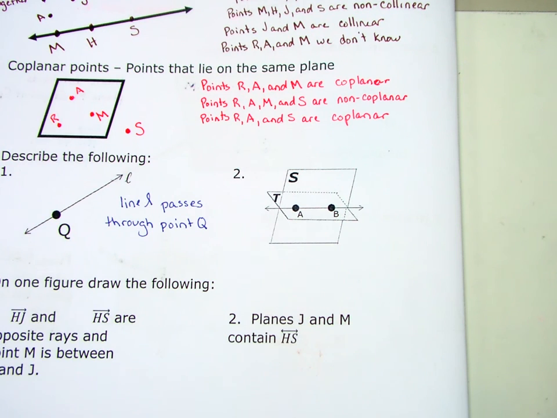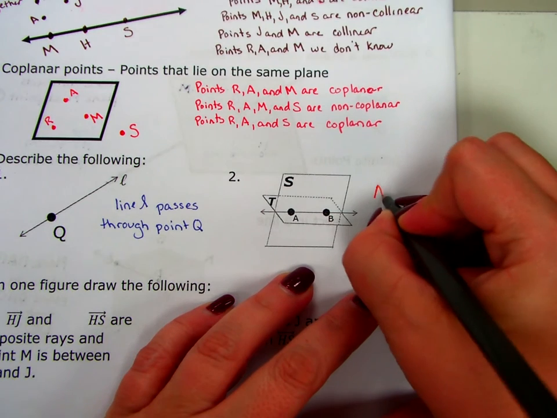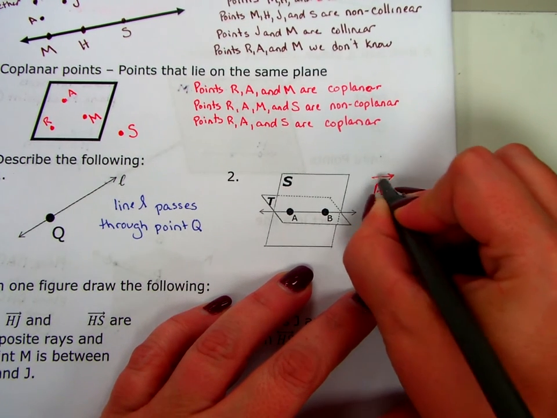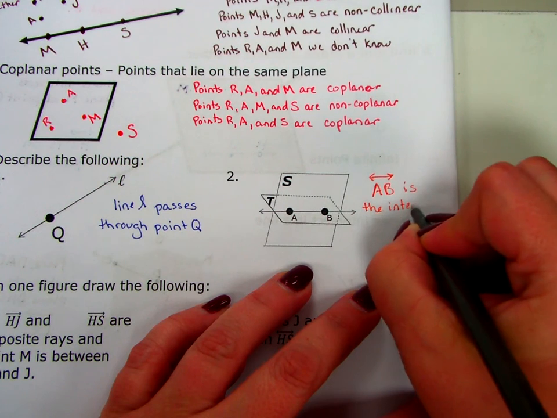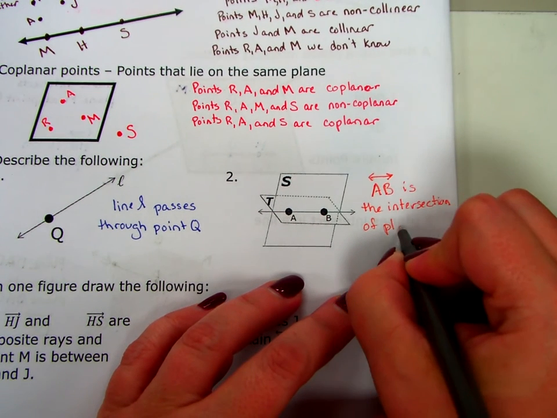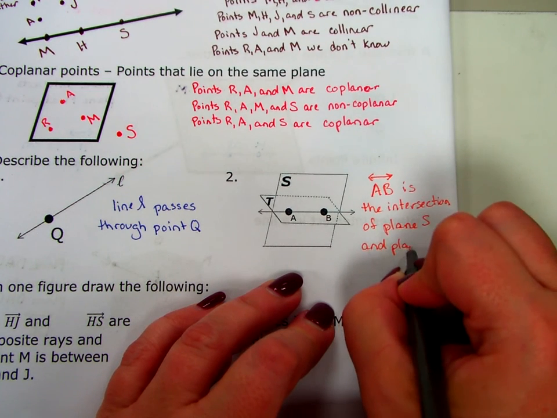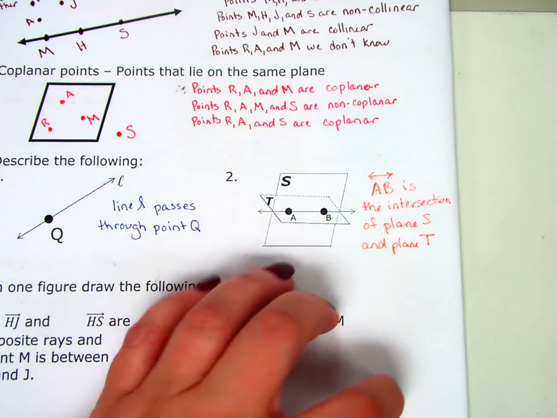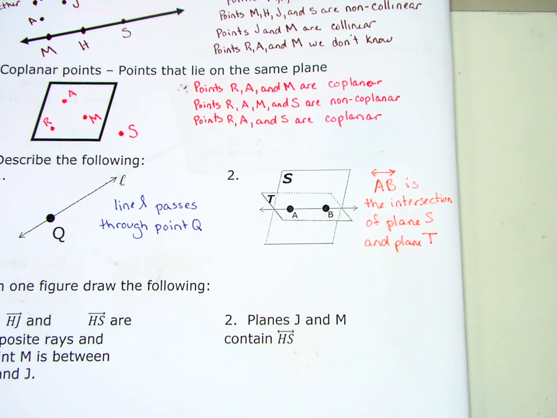Okay, so line AB is the intersection of, what do we call those? Planes S and T. So line AB, but I don't want to write out the word line. Could I have said line BA? Yes. Is the intersection of plane S and plane T. Or plane S and plane T intersect at line AB, right? Different ways you could say it, and it's still the same thing.